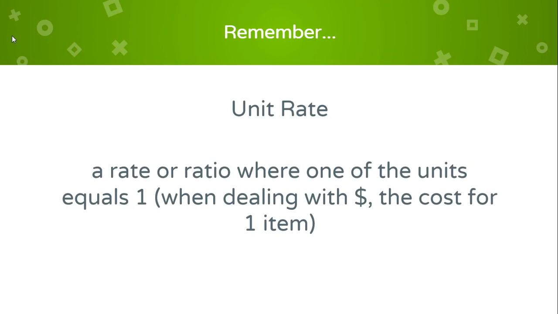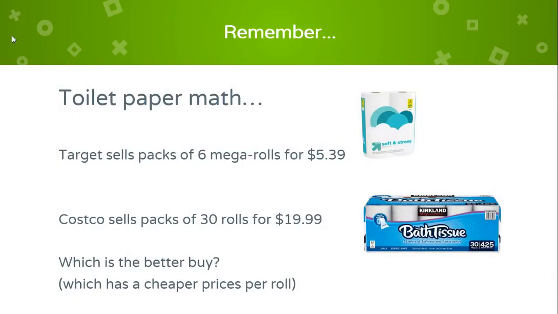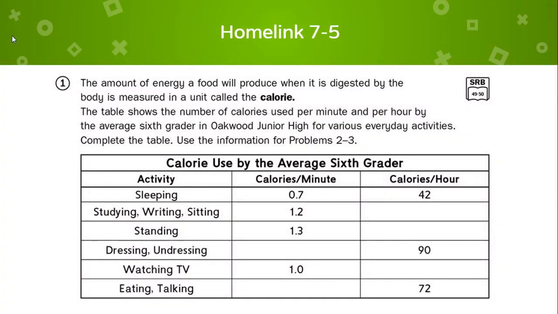And remember, unit rate is something we've talked about already. It's a rate or ratio where one of the units equals 1. And when dealing with money, it's usually the cost for one item. Remember the toilet paper math, which is the better buy, the Target or the Costco toilet paper, which has a cheaper price per roll. We're going to be working in the home links today for our examples.